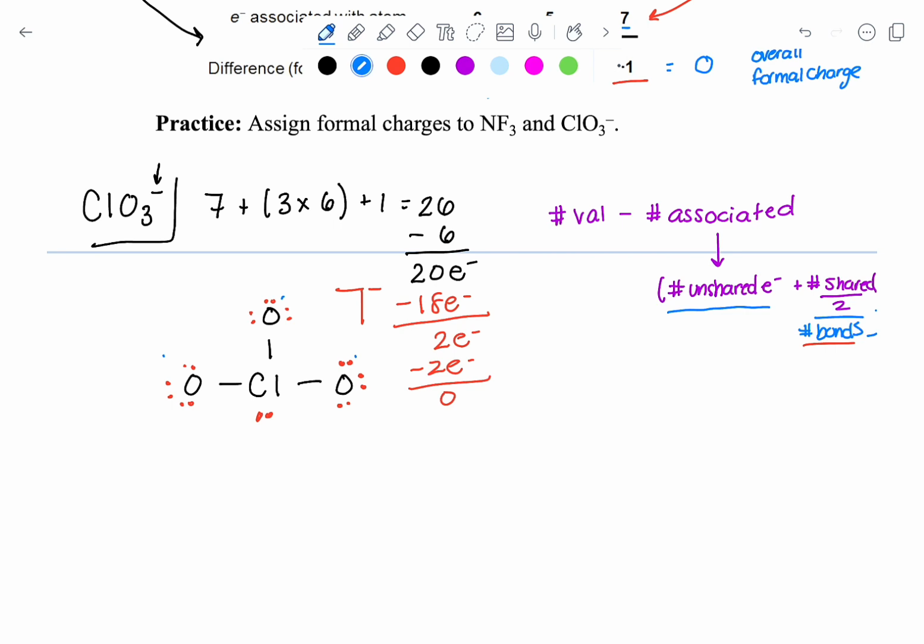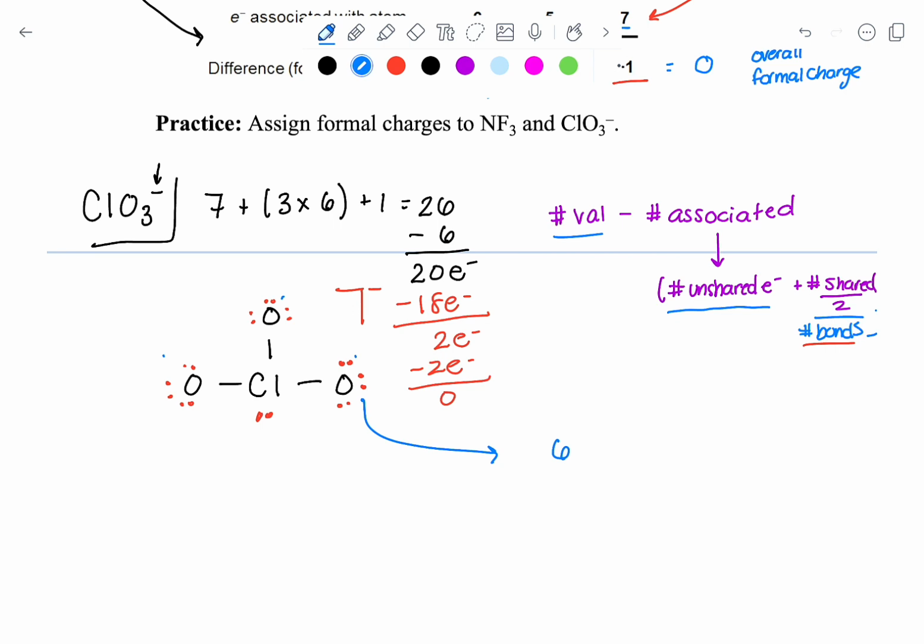I don't have any oxygens that are different. Okay, so let's look at our oxygens first. Oxygen has 6 valence electrons. That's our first step. We have to find our number of valence electrons. Each oxygen is going to have 6 valence electrons.